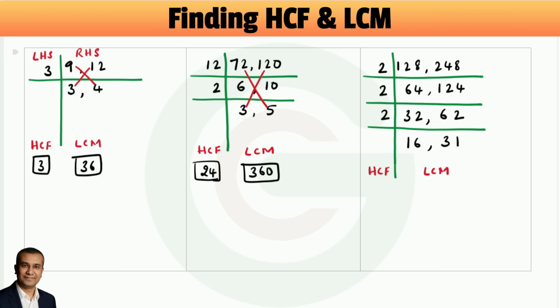Now multiply the numbers on the left hand side. 2 into 2 into 2, that is 8. That is the HCF. And to find the LCM, look at the numbers on the right hand side. Cross multiply either these two numbers or these two numbers. So multiplying 128 with 31 or 248 with 16 will give us 3968, which is the LCM.